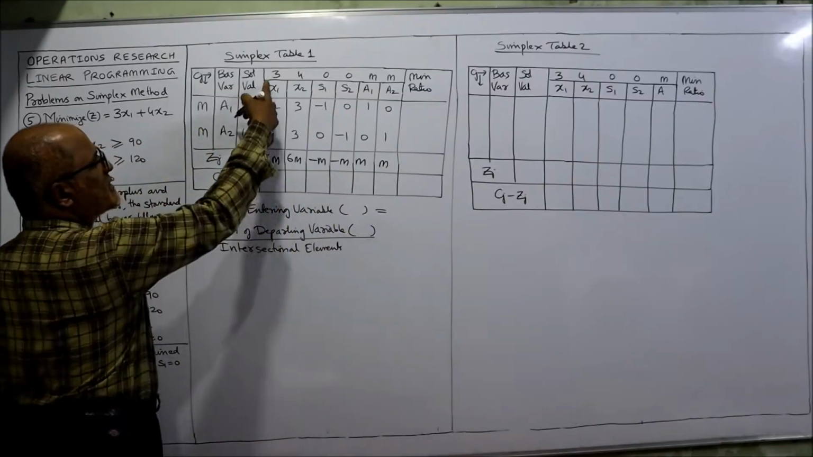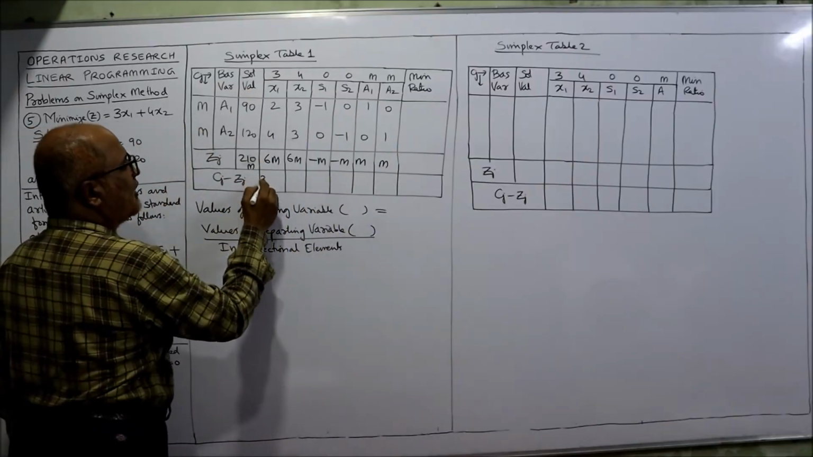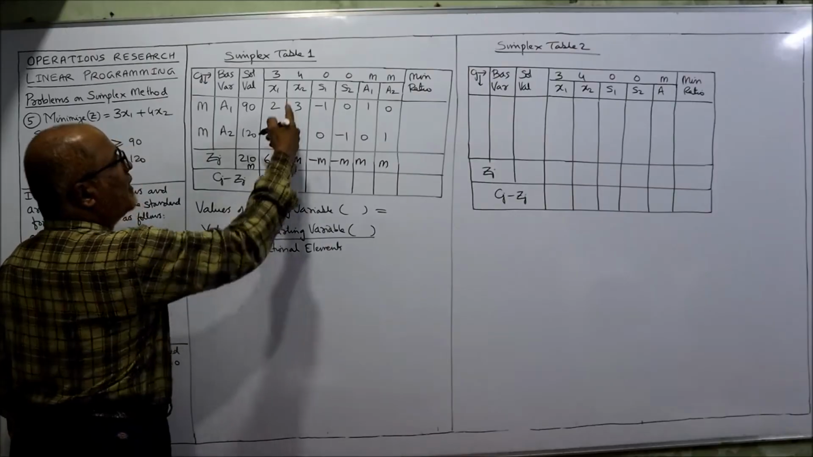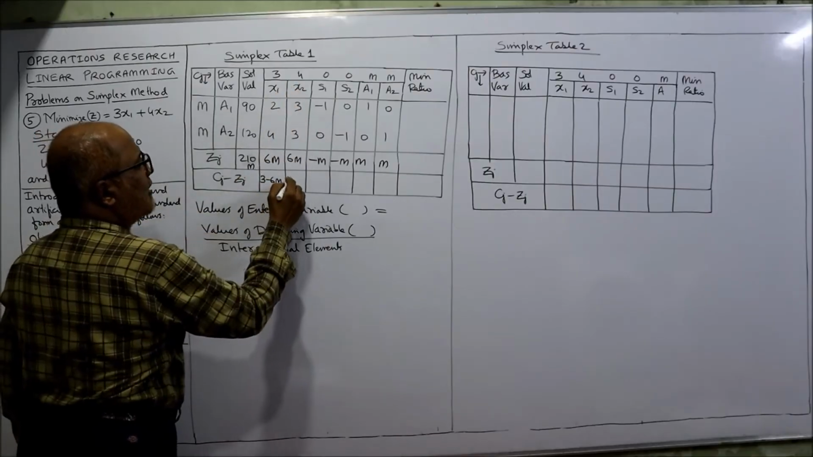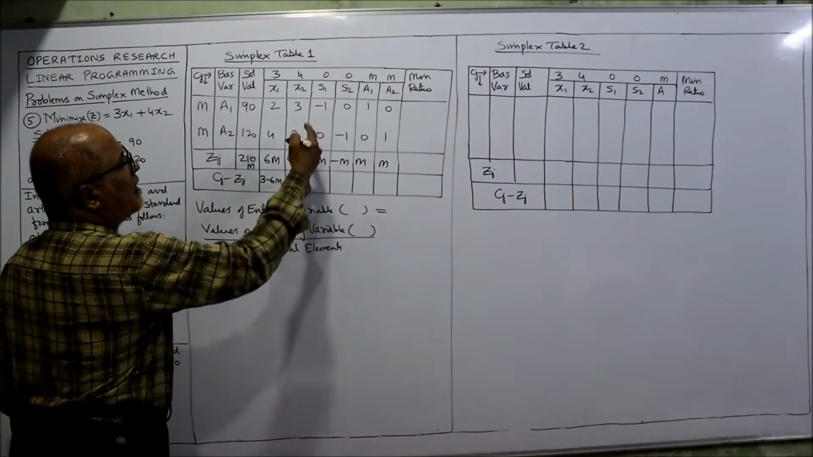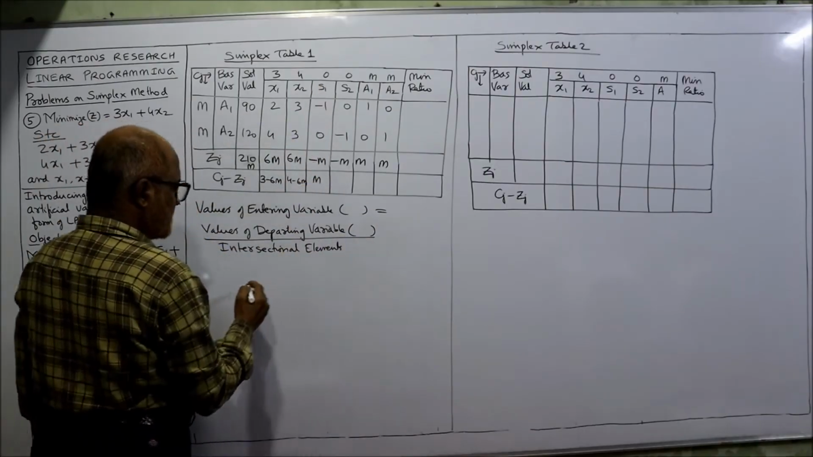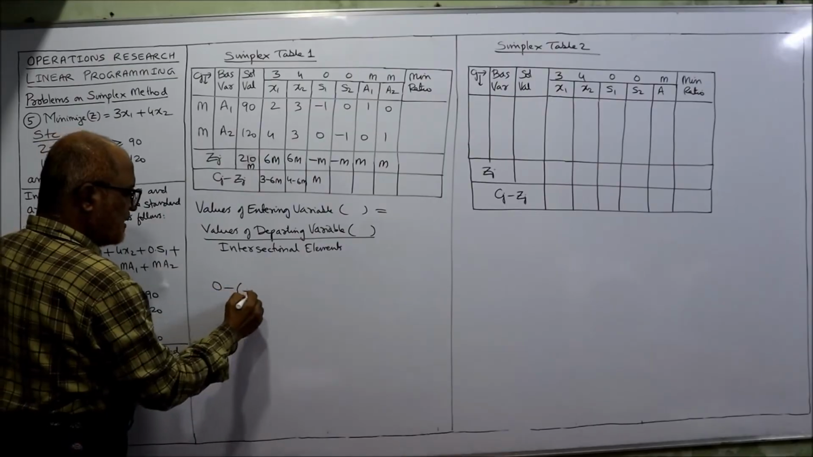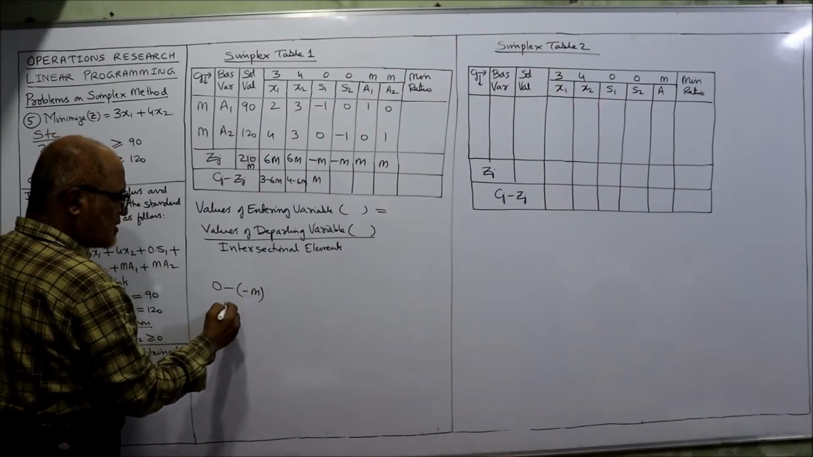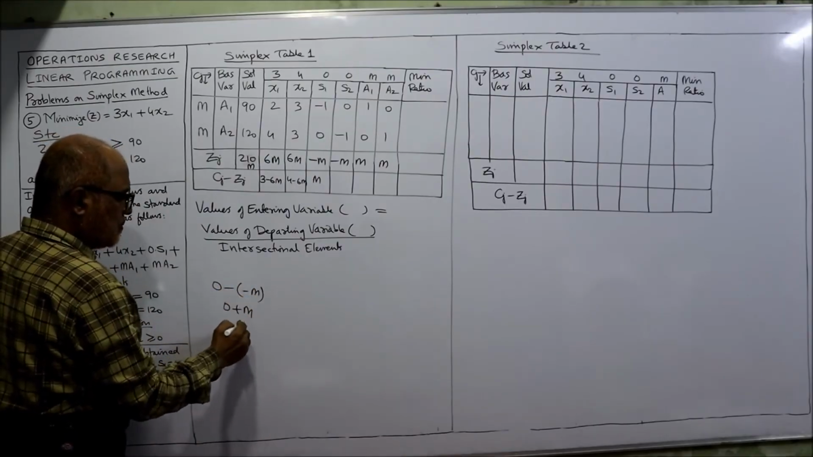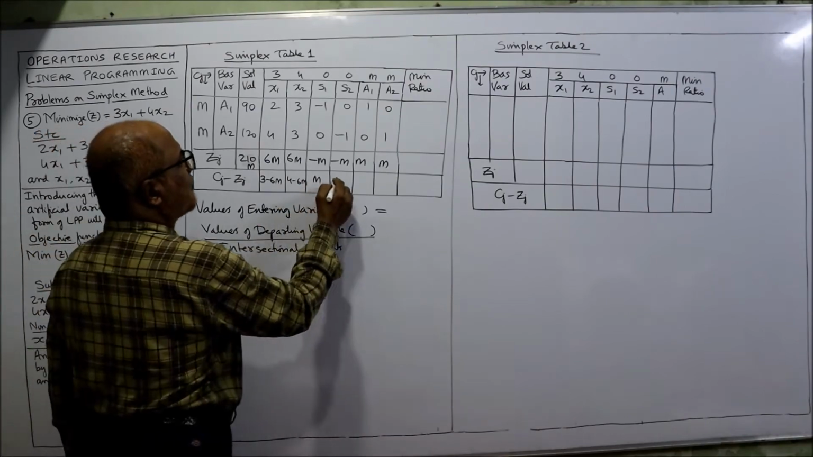Cj minus Zj. Cj is 3, so 3 - 6M. Here also 4 - 6M. Here 0 minus -M will become +M. Like this, 0 minus -M: minus into minus will become plus, so 0 + M is M.